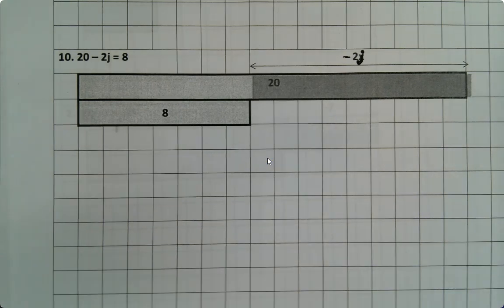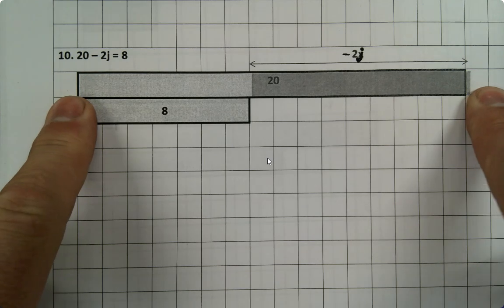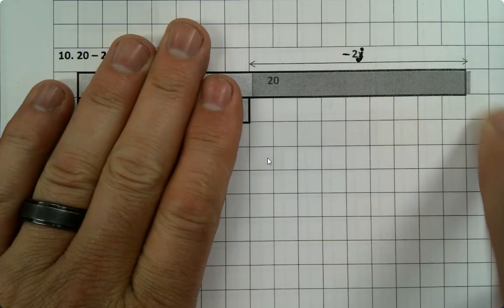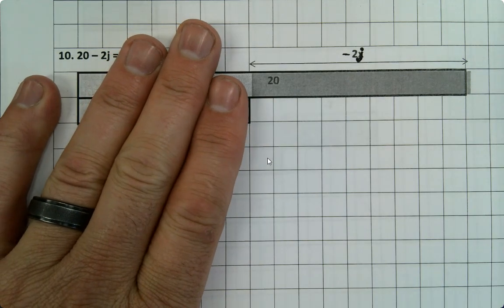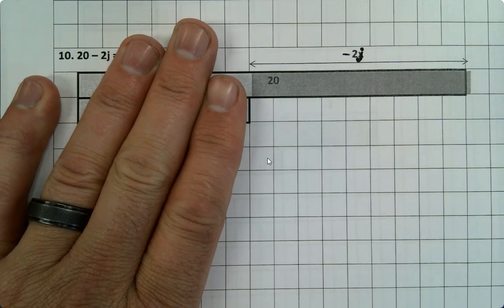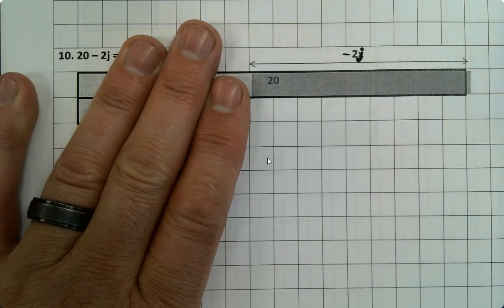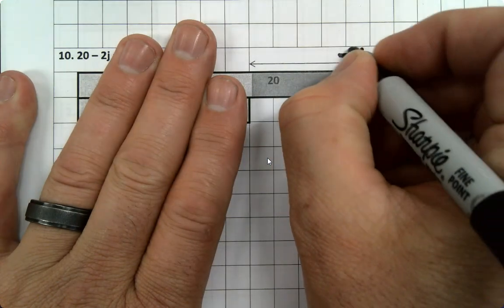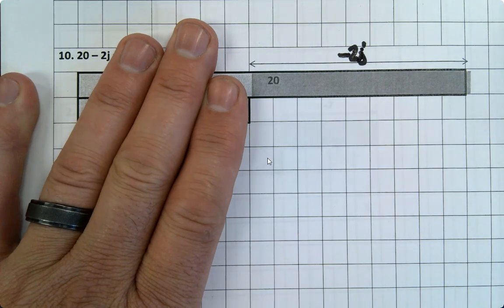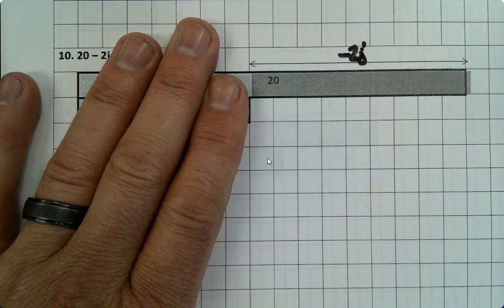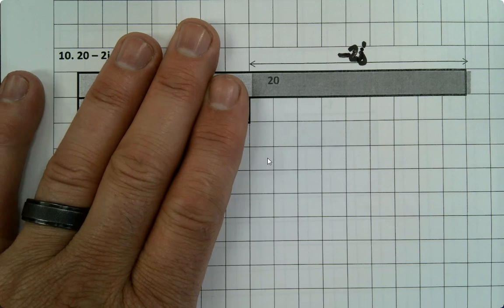All right, take a look at number 10 here. The whole box is 20. How much of that box are we taking away? No. We're taking 2J away from that box. We'll get there in just a second. We're taking 2J away from that box. There are 2 ideas that we can do right here. I'm going to do this both ways for you. This is where it gets a little bit tricky.